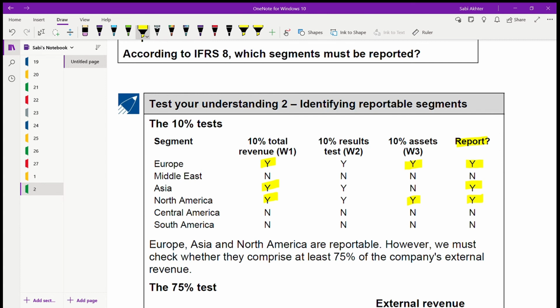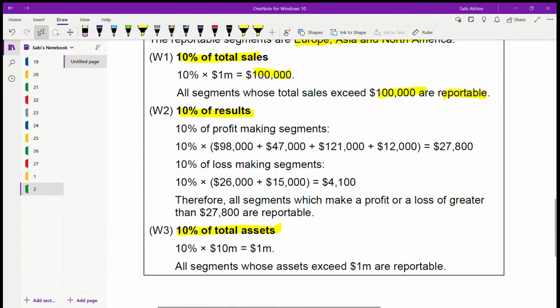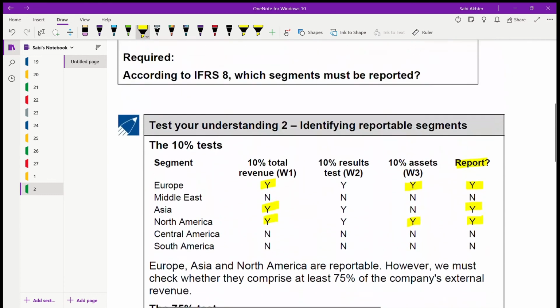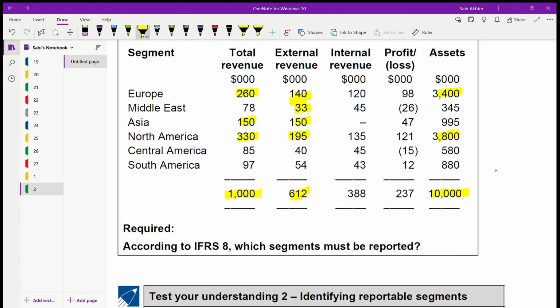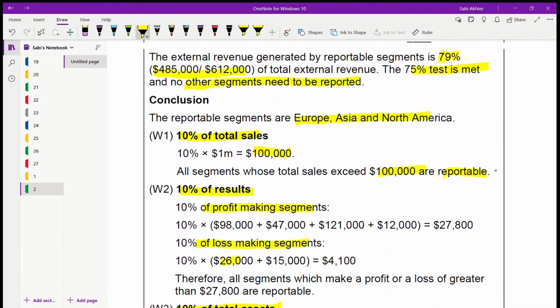And what about the test on profit and loss? So 10% on profit-making segments, 10% on loss-making segments. You have to add. You see that loss is made by only two segments, this one and this one, the rest are all profit, 26 and 15. So you add them. This is the 10% and this is for profit. Whichever segment is making more than this profit is reportable. Whichever segment is making more than this loss is reportable.